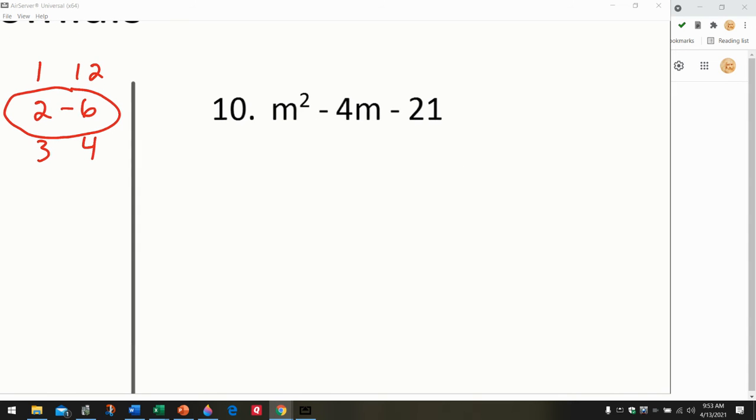Number 10 is going to be done the same way. We need them to add to be negative 4, and we need them to multiply to be negative 21. So we will write out our factors of 21. We either have 1 and 21 or 3 and 7. We need those to add up to be a negative 4. They need to multiply to be a negative. In order to multiply to be a negative, one or the other has to be a negative.